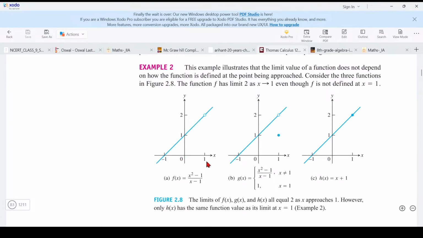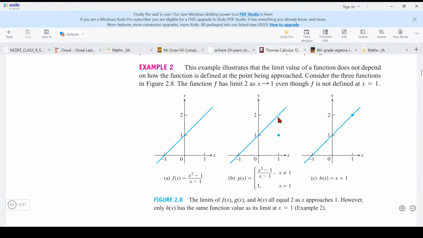In this case, when x is approaching 1, y is approaching 2, but the value of the function is not defined. In this case, the value of the function is defined as 1. See the difference between this and this. Here the value of the function is defined as 1, which is not equal to 2. In this case, the value of the function is also 2. These are three different cases. In all three cases, the limit as x tends to 1 is 2.